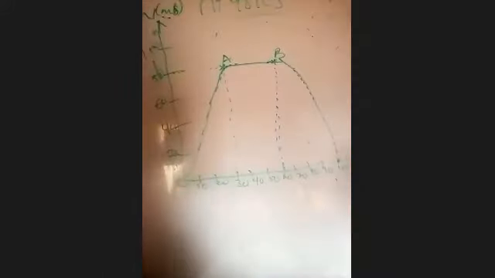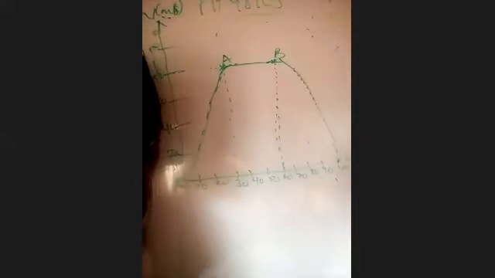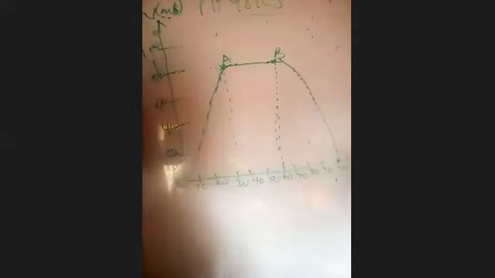Now, we're trying to look at another example of a velocity-time graph. I was trying to look at the example of a car. We've already drawn the graph on the board, but we will re-explain the graph again.